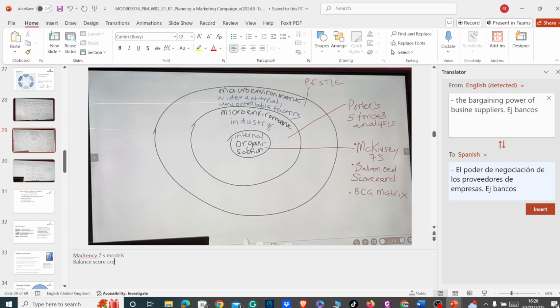Internal analysis. Then the other one, the balanced scorecard. This one was developed by Kaplan and Norton in 1991. And the reason why Kaplan and Norton said balanced, listen very carefully, don't forget this.